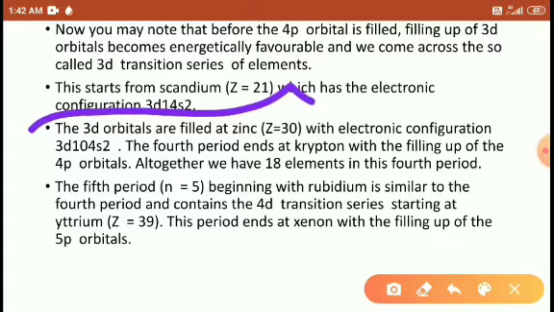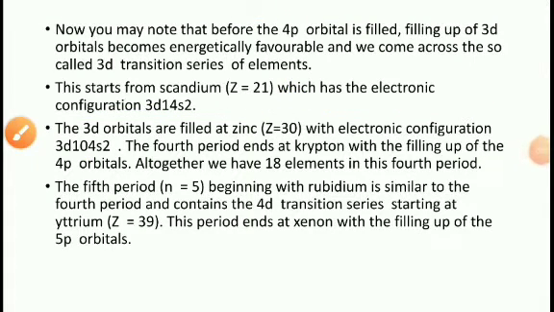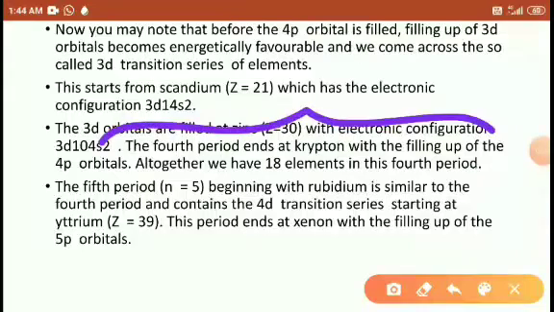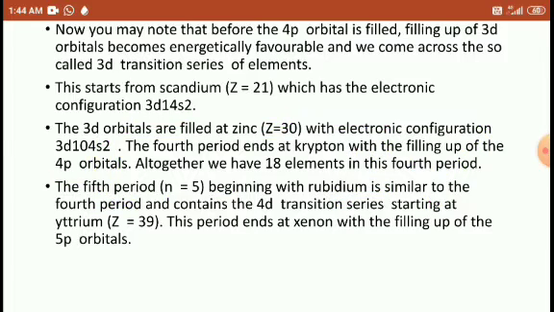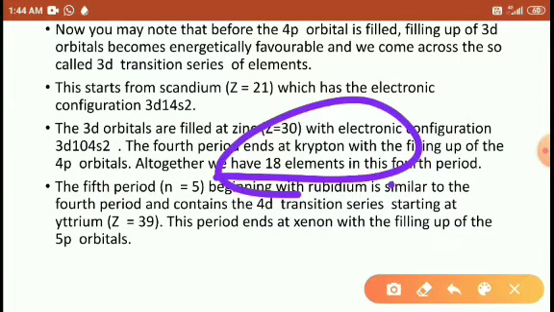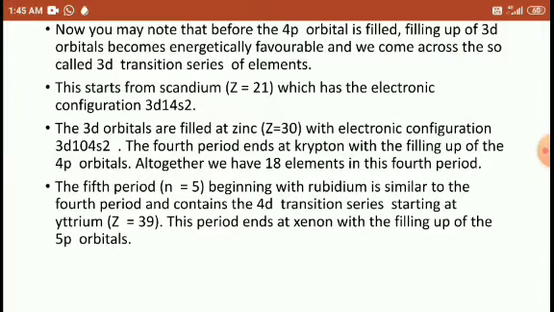So 3d orbitals are filled up to zinc, students. 3d orbitals are filled up to zinc, with the last electronic configuration 3d10 4s2. In the fourth period, up to krypton, electrons are filling the 4p orbitals, right? So when you move from potassium to krypton, you get a total of 18 elements in the fourth period, right? So look at it, the orbitals are increased, and electrons shifted into the fourth orbitals. Next, the fifth period.